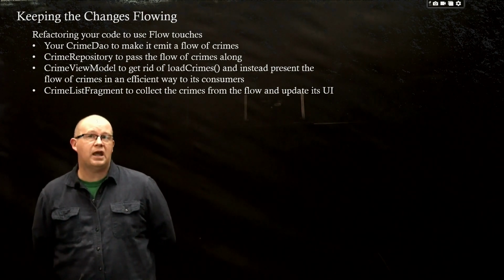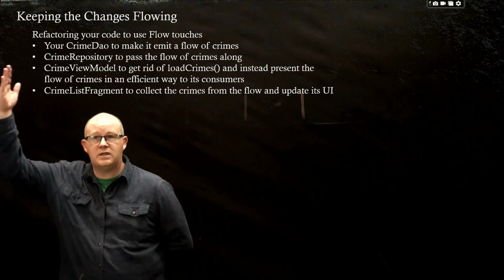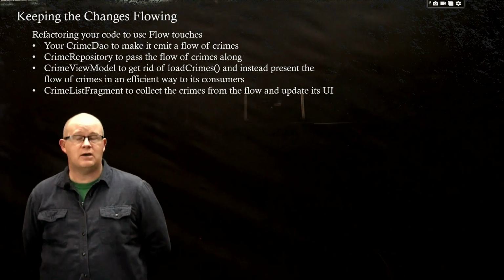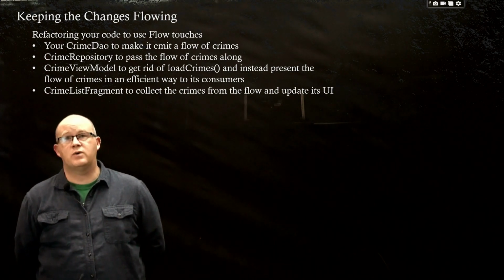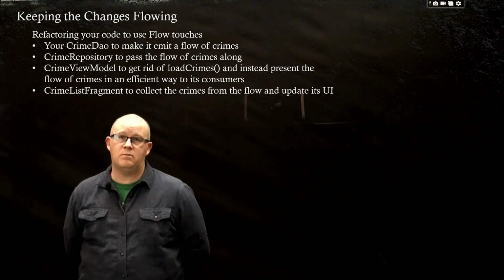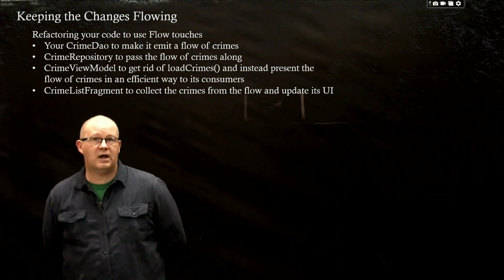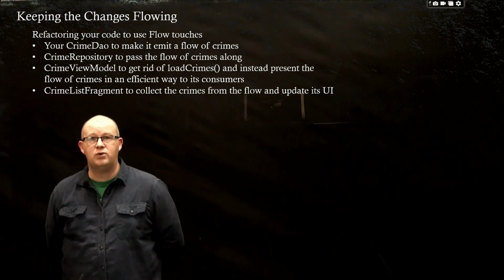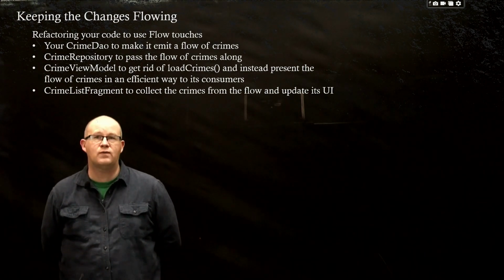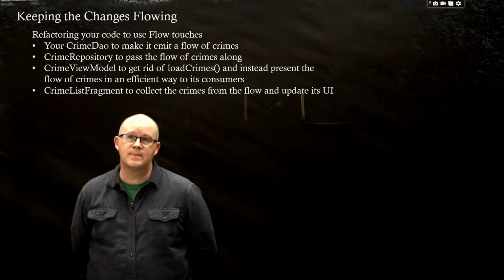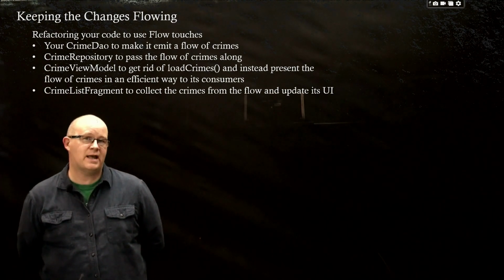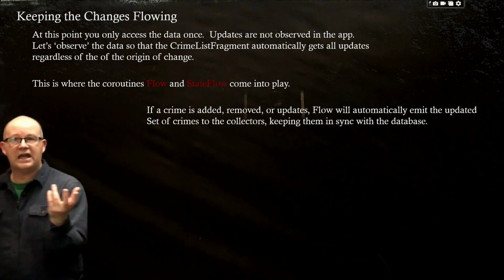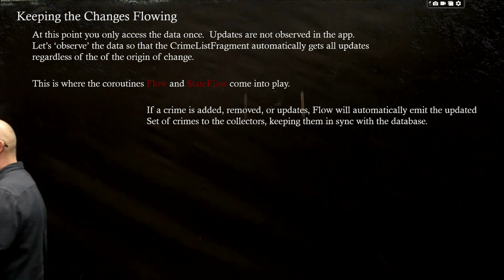So we are going to put in a flow object, and we are going to go into these 4 places in our file to put in that flow in each one so that they all can be observers. We will go into crime DAO and make it emit a flow of crimes. We will then go into the crime repository to pass a flow of crimes along. We will go into the crime view model to get rid of the load crimes function and instead present a flow of crimes in an efficient way to the consumers. And finally, we will go into the crime list fragment to collect crimes from the flow and update its UI. At that point, we still have not hit a state flow, but we'll come back to that after we get that code done.